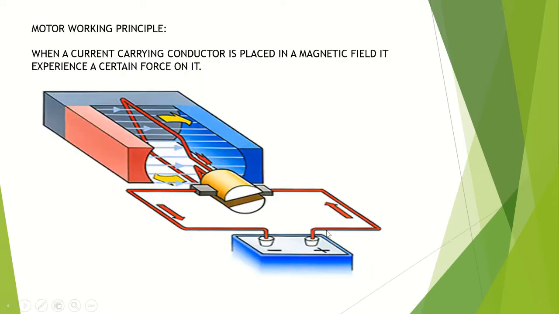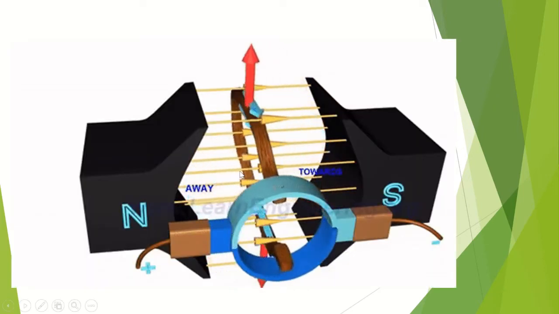First we will see how the motor is going to work. If a current carrying conductor is placed in a magnetic field, so this red one is the current carrying conductor. This current carrying conductor is placed in a magnetic field, which is created by the poles. The conductor will experience a certain force on it. It starts rotating. If you want to see the animation, I will show. Okay, so this is the animation.